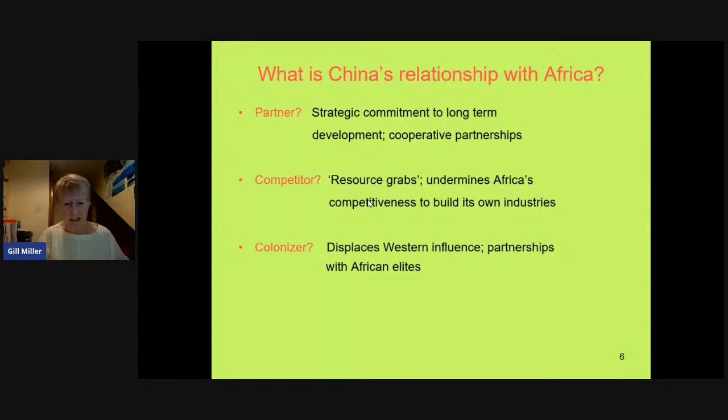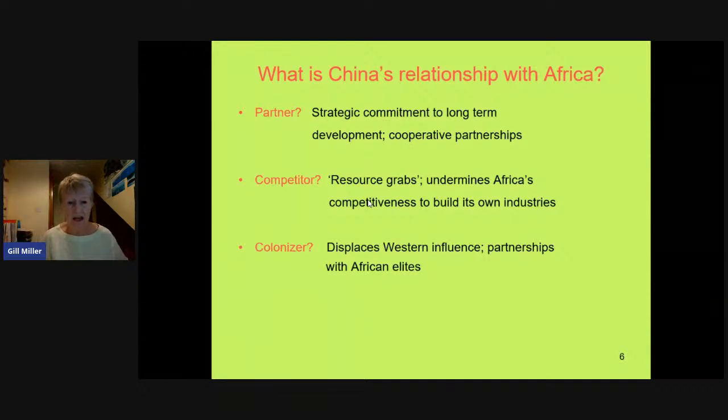So what are the possible relationships with China? How could we kind of classify these? Well, people could think of China as a partner: strategic commitment, very cooperative, long-term commitment, good news. Or is China thought of as a competitor? It's a competitor to the rest of the world. It's grabbing the resources. And critically, is China taking resources which African firms could actually use themselves for their own industries? So in that sense, it's a competitor of Africa's own resources.